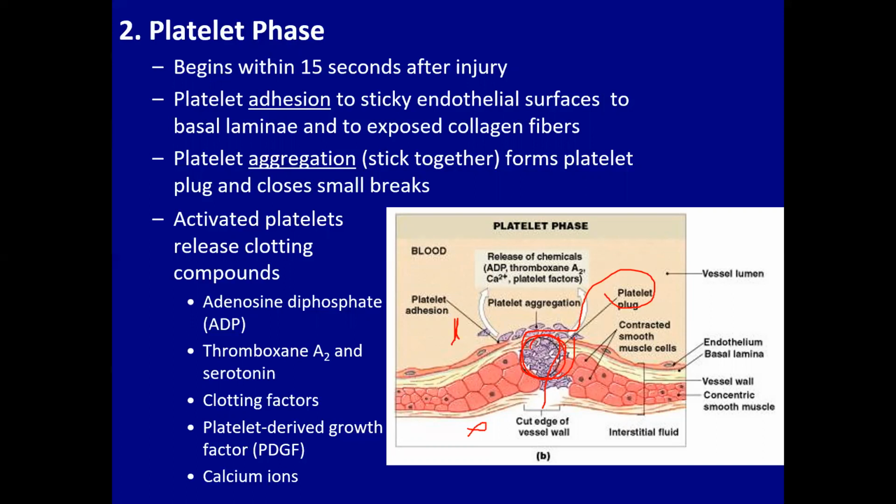When you have this aggregation, you have these platelets that have been activated, and they release clotting compounds, which include adenosine diphosphate, something called thromboxane, and serotonin, different clotting factors, platelet-derived growth factor, and calcium. And all of these come together to end what is called the platelet phase.